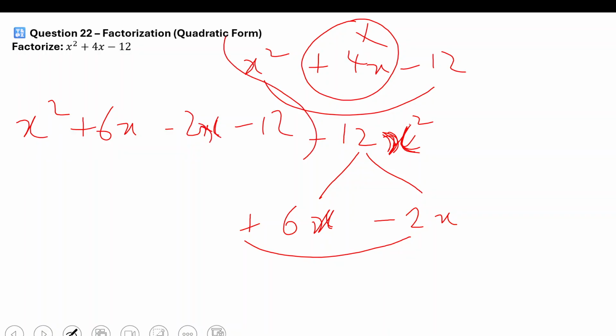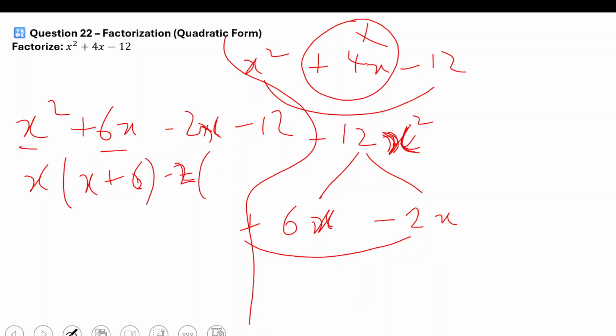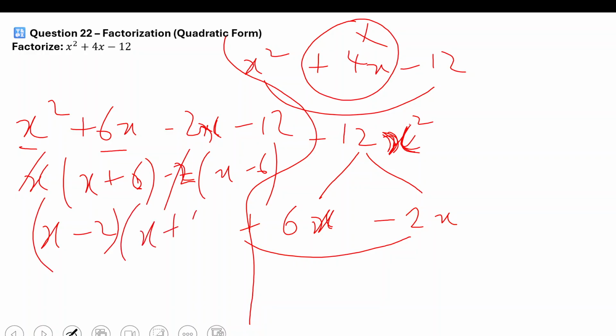So I have 4 terms here. The first two terms, what's common in these two terms? x is common. So I have x plus 6 remaining. Then the last two terms, what's common? Minus 2 is common. So I have minus 2 outside, then x plus 6, right? So the factors are x minus 2, that is taking the outside terms, and x plus 6. So this is the factorization of this particular expression.